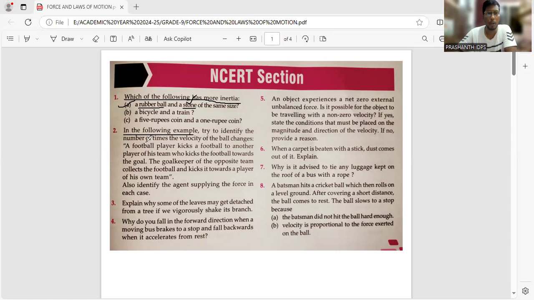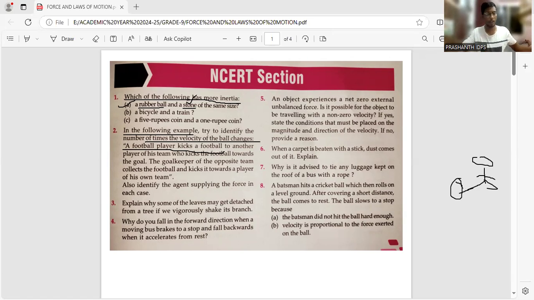In the following example, try to identify the number of times the velocity of the ball changes. We need to find out how many times the velocity of the ball is changing in this example. So what is the example? A football player kicks a football. Let us consider that he is a football player and he is kicking the football.